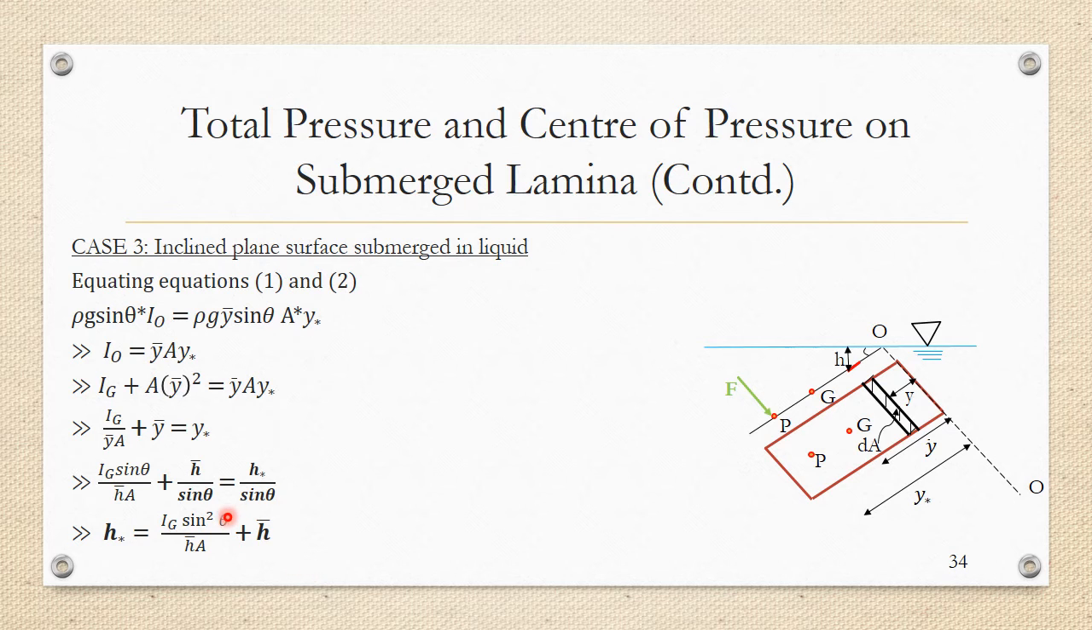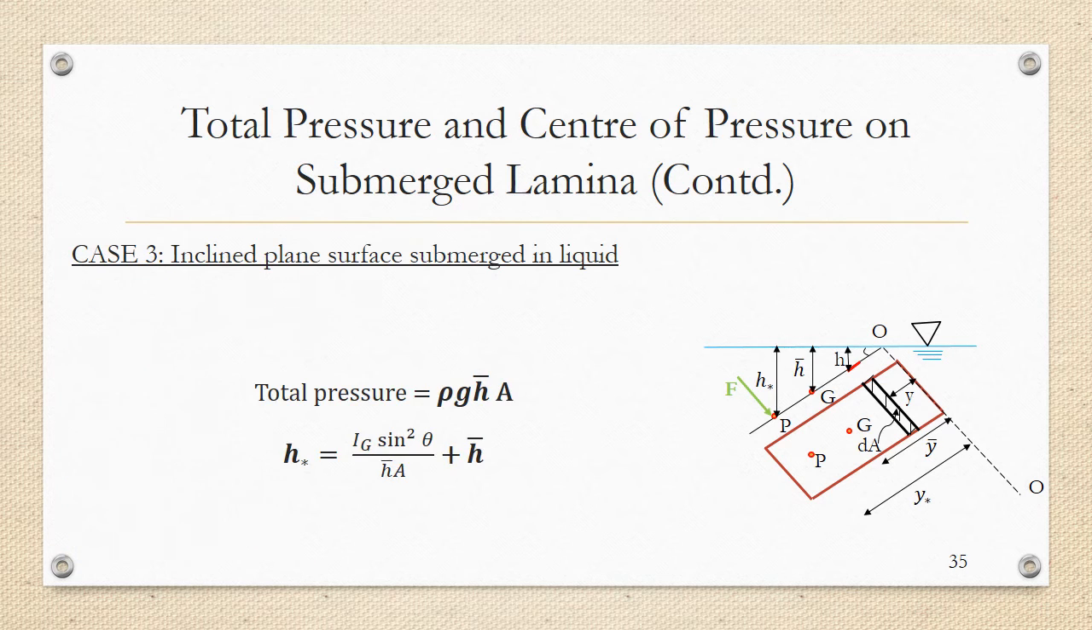And so by substituting the different values of theta, you can get the expression for h star for case 1, case 2 as well as case 3. That is what makes this derivation very important, because both case 1 and case 2 are found to be special cases of case 3. Case 3 is the actual derivation, and case 1 and case 2 are special cases of the inclined plane surface submerged in liquid.